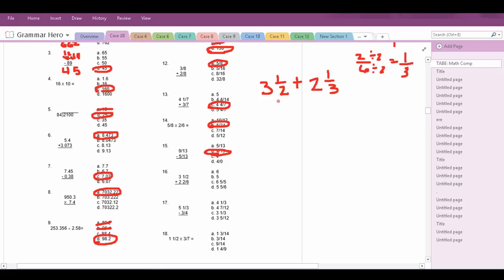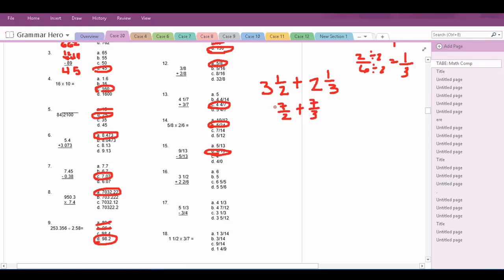Now we can't add mixed numbers like this. First we have to convert to simple fractions, and to do that we multiply this number by this number and add it to the numerator and put it over the denominator. So 3 times 2 is 6, plus 1 is 7, so this becomes 7 over 2, plus 2 times 3 is 6, plus 1 is 7 over 3.